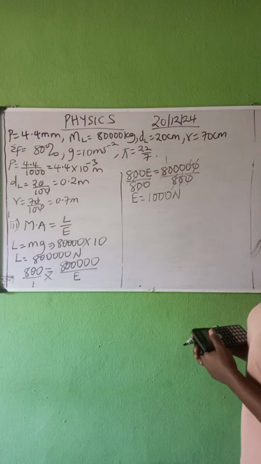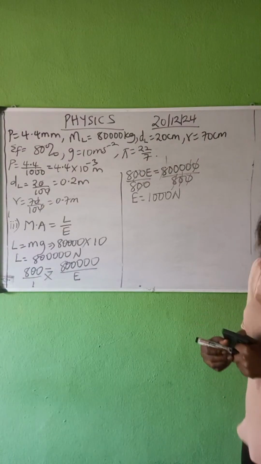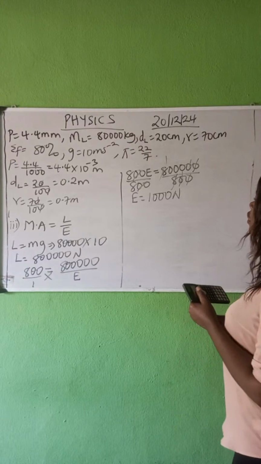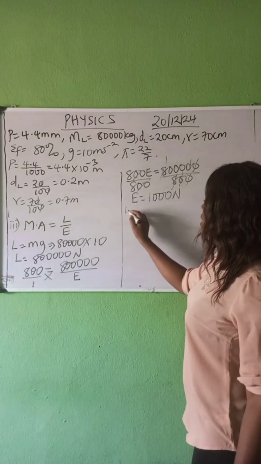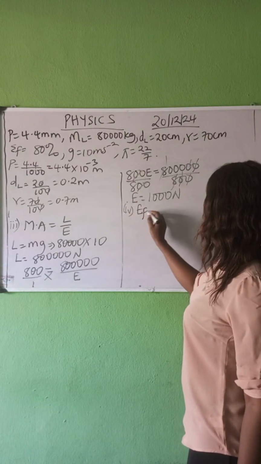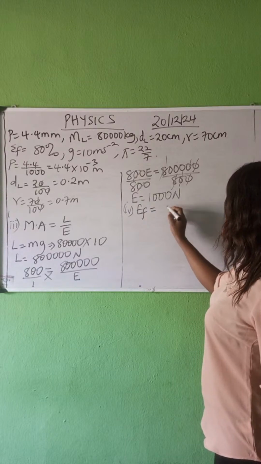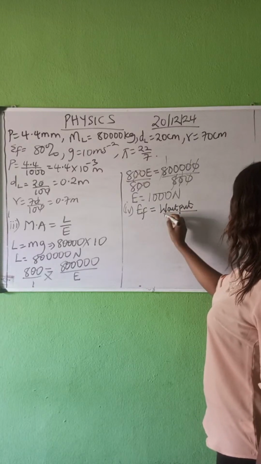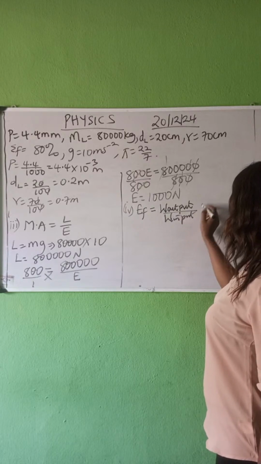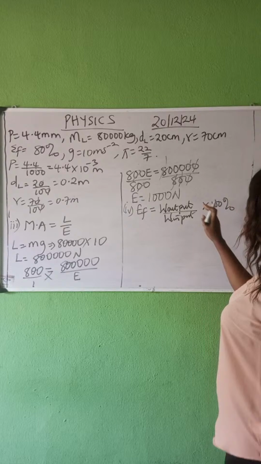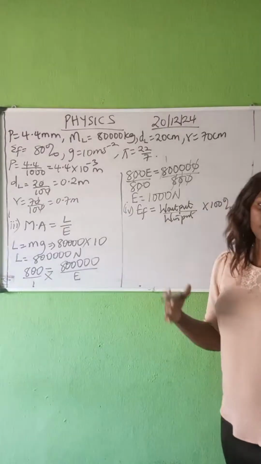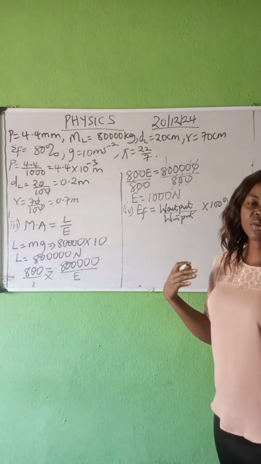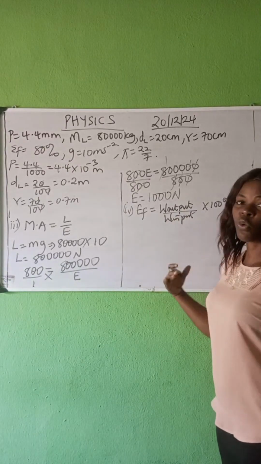Okay. Now, what else do I have? The next thing I have to do is to solve for the work done by the effort. Now, for you to solve for the work done by the effort, that is the last part of the question, you are going to use efficiency is equal to work output over work input, then multiply by 100%. You know what is work output? Work is force multiplied by distance. And don't forget that load is a force and effort is a force. So the output is the work done by the machine, while the input is work done on the machine.